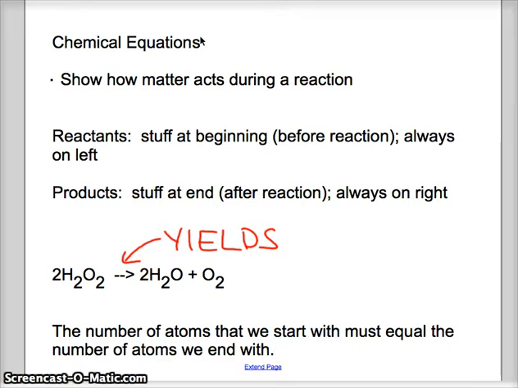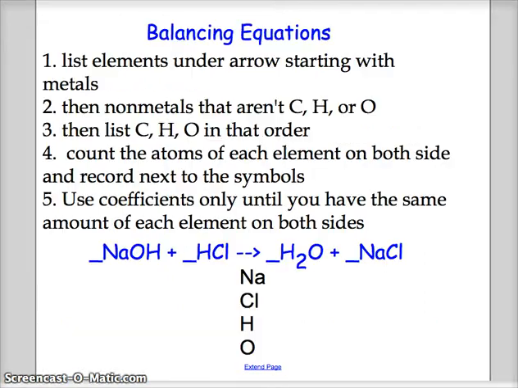Alright, so let's get into balancing equations. Next page. Alright, balancing equations. This is how you do it. First thing you do is you get your unbalanced equation, more than likely it's unbalanced, and you are going to list the elements under the arrow starting with metals. Sodium is my most metallic, so I put some sodium there. Then I list nonmetals that aren't carbon, hydrogen, or oxygen. My only nonmetal that's not one of those is chlorine, so I put it there. Then I do carbon, hydrogen, and oxygen if I have them, in that order. In this case, I only have hydrogen and oxygen. That's why it's H then O.